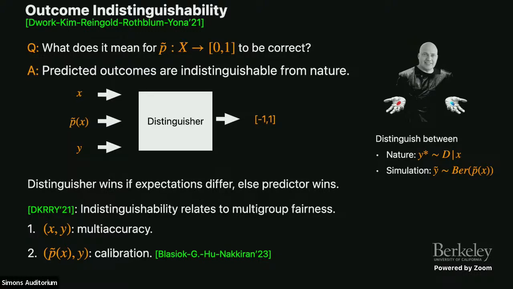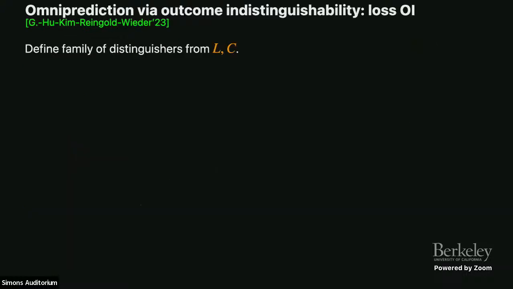Okay. So this is outcome indistinguishability. What we're going to do now is try and see if we can come up with an OI-based proof of this notion of omniprediction. Right? So the key objects that OI studies are distinguishers. So we're going to come up with a family of distinguishers based on L and C. There's no suspense here. Michael showed us how to do this. These distinguishers will compare the loss that C suffers on a particular loss L with the loss the omnipredictor suffers, right, on the same loss.